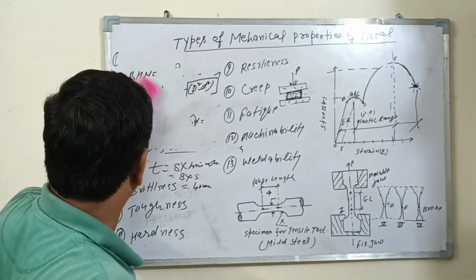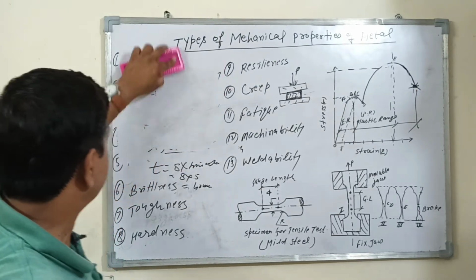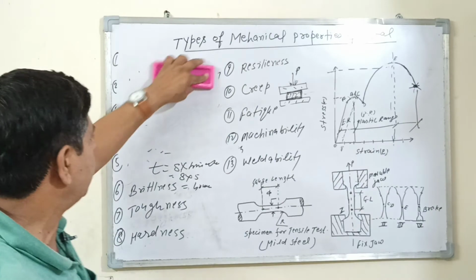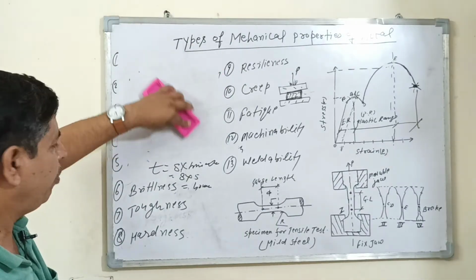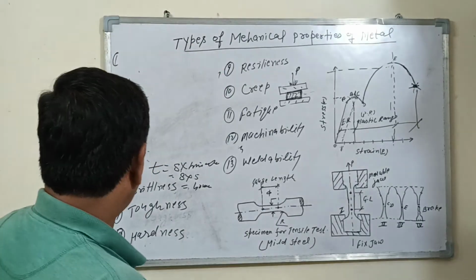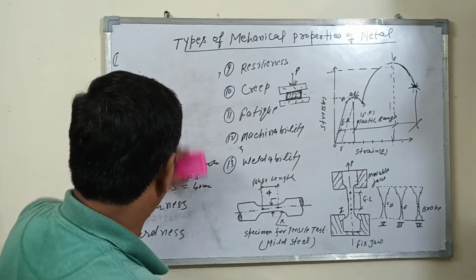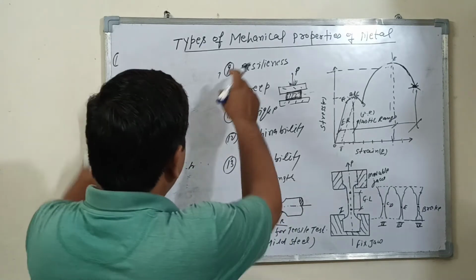Brinell hardness number. The second is Rockwell hardness. Number 3 is Vickers hardness, and number 4 is micro hardness. Number 9 is resilience.